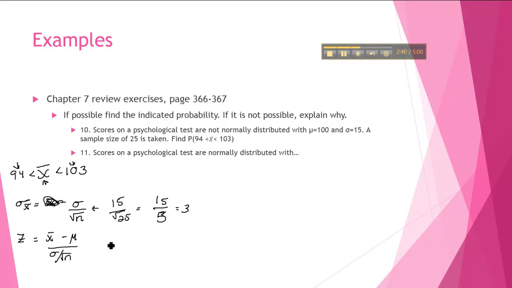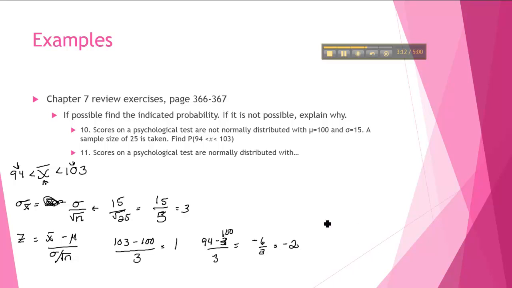I'm going to do the 103 first. 103 minus 100, divided by 3. So that's a z-score of 1. And I need the z-score for the 94, which is 94 minus 100. I can do this. Divided by 3, equaling negative 6 over 3, or negative 2.